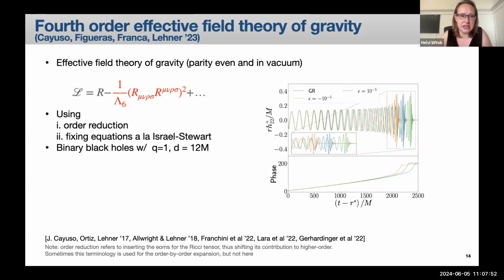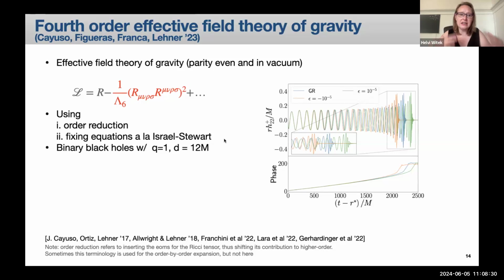And this is something that Ramiro Cayuso has been spearheading for an effective field theory of gravity, where you have your Einstein-Hilbert term and then a Riemann to the fourth, so Riemann squared, Riemann to the fourth kind of correction, where you also get modifications to your black hole solutions and potentially to your gravitational wave signal. And here they used a combination of first reducing the order of the equations and then fixing those equations à la Israel Stewart, as I described before.